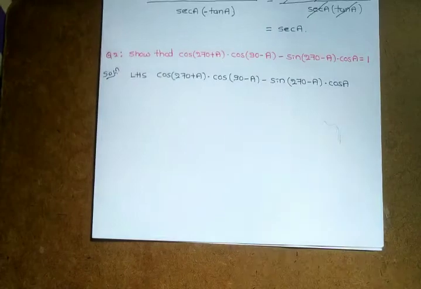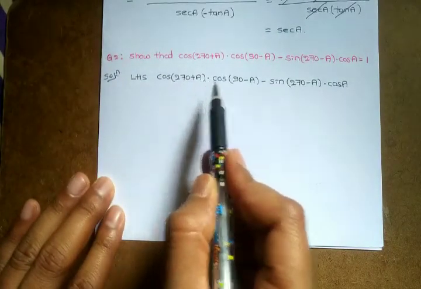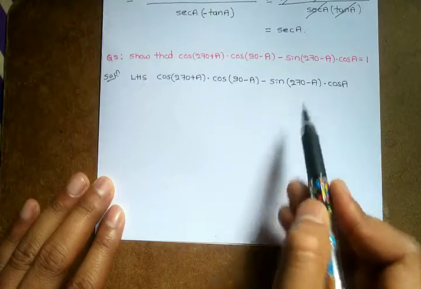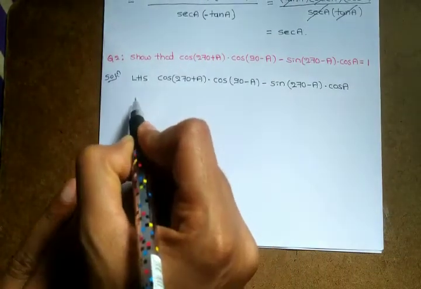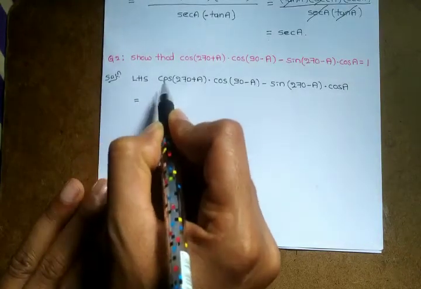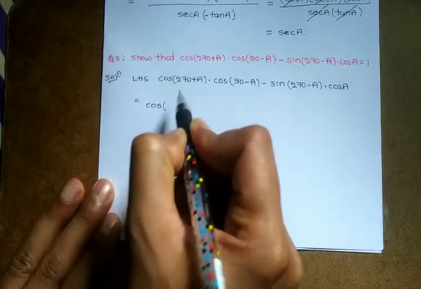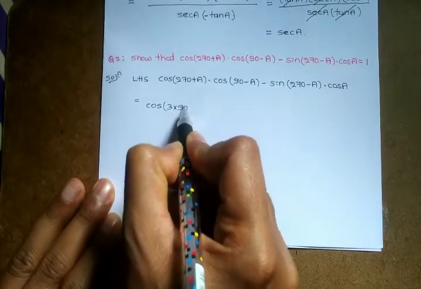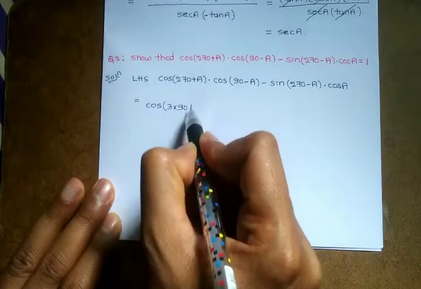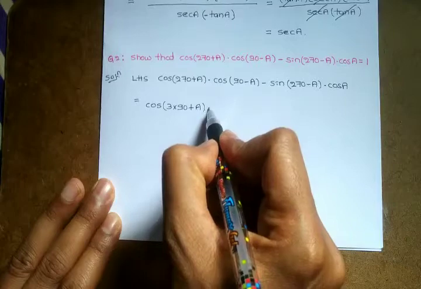So first we will note down the left hand side value. Again same process. First 270 + A, 90 − A, 270 − A, bring in the standard form. Therefore, how am I going to write? Which is equal to cos, I am going to keep it as it is, cos. You know 270 can be written as 3 into 90, again plus A, that angle keep it as it is.